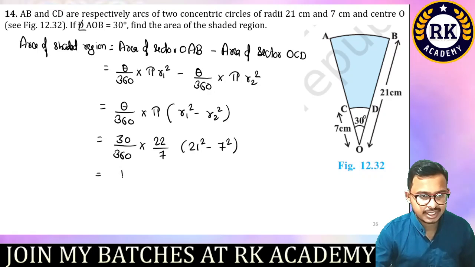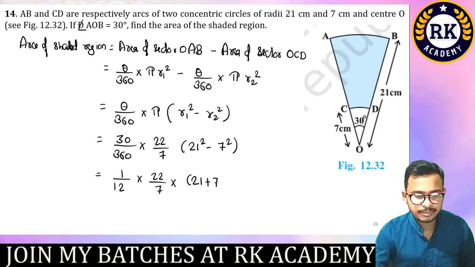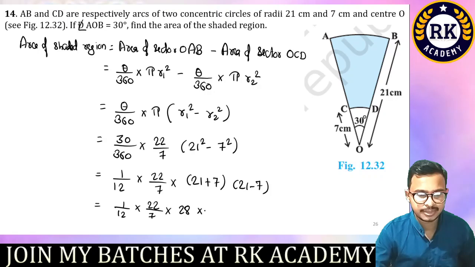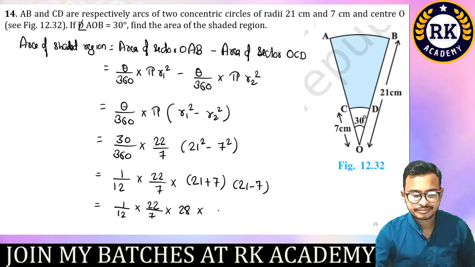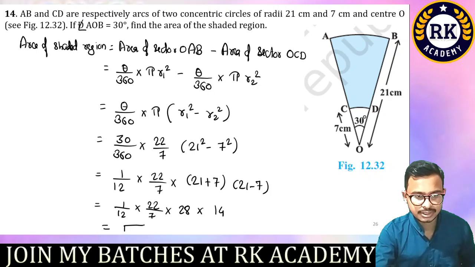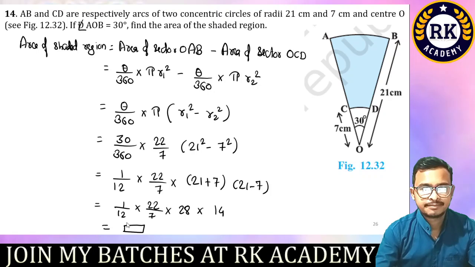So ये आंसर आएगा 1 upon 12 into 22 upon 7 into, you can write here 21 plus 7 and 21 minus 7. So make it simple, 1 by 12 into 22 upon 7 multiplied by 28 multiplied by 21 minus 7. So it will be 14. So finally after this, now the things are simple. Area of shaded region आपको मिल जाएगा. Do this process and finally get the final answer. Okay, so note it down.